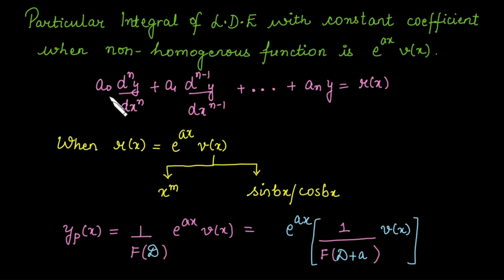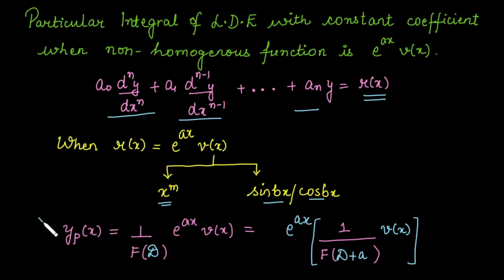We're going to learn how to find the particular integral of a linear differential equation of this form, where the right-hand side function, that is the non-homogeneous function, is of this form, that is, exponential into some function of x. In particular, this function is either a polynomial or maybe a sine or a cos. In that case, first we will write the operator form of the given differential equation.